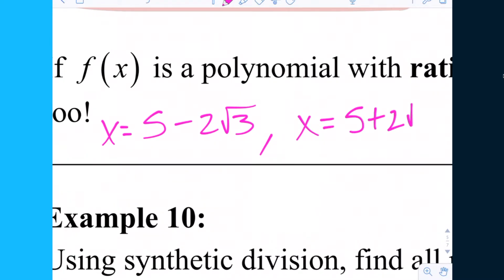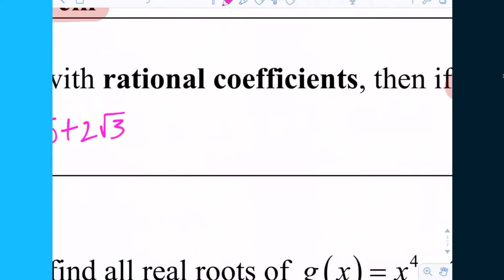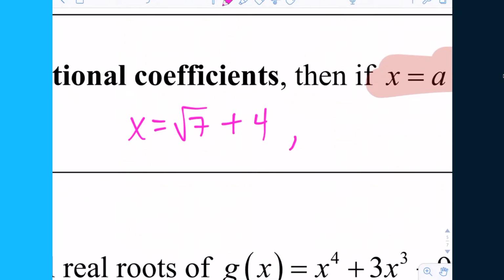5 plus 2 square root of 3. So you could actually have a coefficient of your radical. Okay? Perfect. What if we have just x equals the square root of 7 plus 4 is a root? Then what also must be a root?